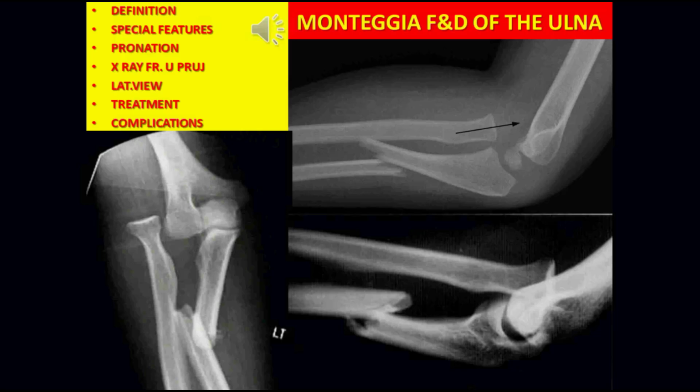This injury occurs due to a fall on an outstretched hand while the forearm is in forced pronation. The radial head is usually dislocated forward and it will not point to the capitellum. In the X-ray, the black arrow should point to the capitellum, and here it is away from the capitellum. The head is dislocated.